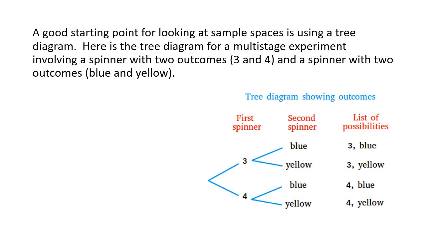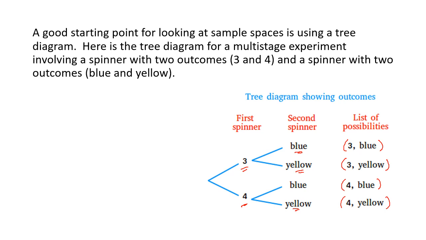And so we can see the first spinner, we've got our outcomes of 3 and 4. Let me get the pen working here. So we've got 3 and 4. And then the second spinner, we've got our 2 colors. And we can see here, we've got our ordered pairs. And I'll put the parentheses in so they look like ordered pairs. And now we can count. There's 1, 2, 3, 4 possible outcomes. Now, we can also do this by looking at the size.